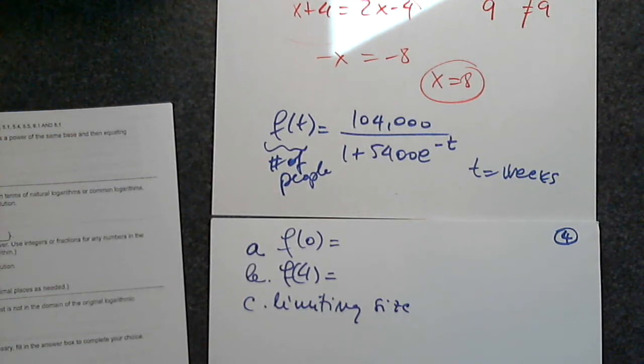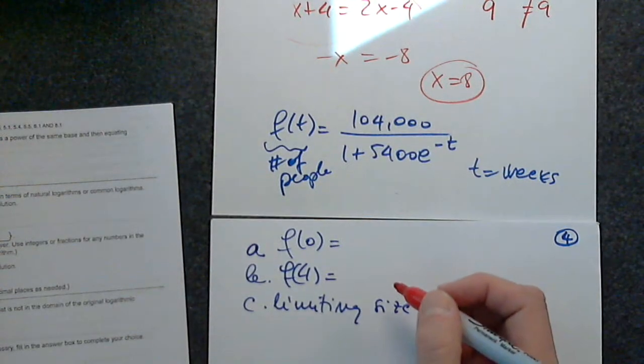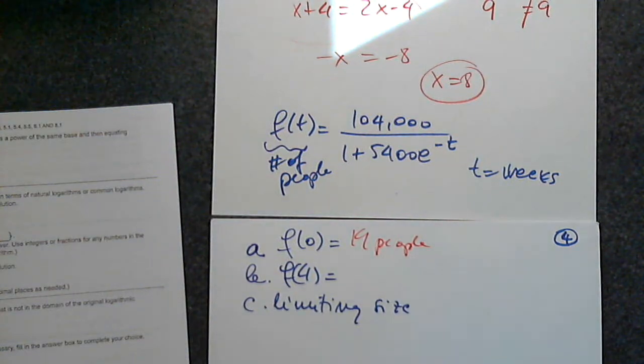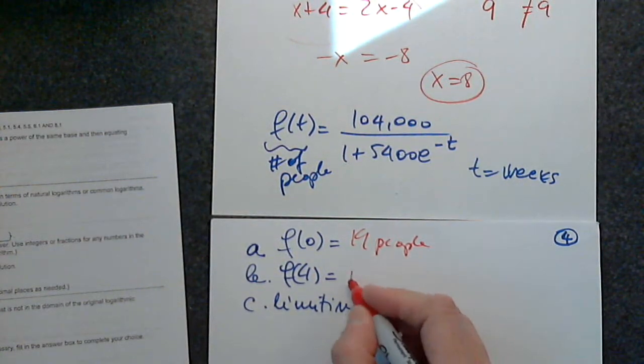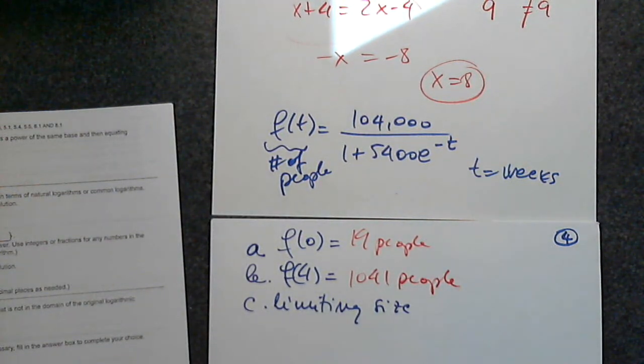And for the limiting size of the population, the number of weeks increases without bound. Okay, 40 weeks later, 60 weeks later, 100 weeks later. So what do I copy for f of 0? 19 people. What do I copy for 4 weeks? 1041 people. And after numerous weeks pass by, what is the size of the population that could become ill? The entire community, not more, assuming no visitors, because otherwise it will be more. Very good.